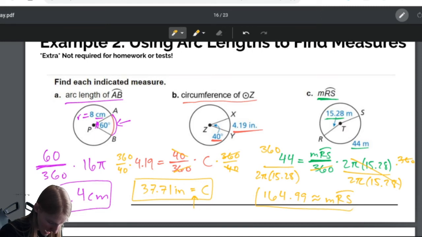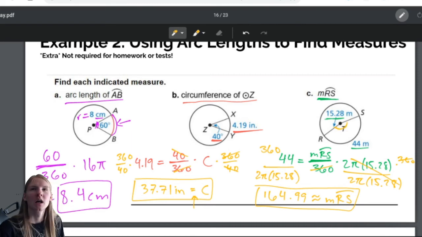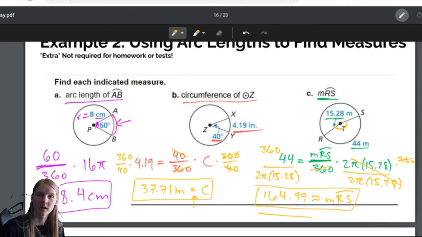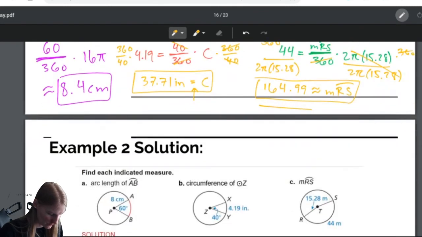What's a way that we could check and make sure that makes sense? Well, look at this angle. It's pretty close to 180 degrees, right? That's pretty close to 180 degrees. Makes sense. Cool. Let's check our answers.